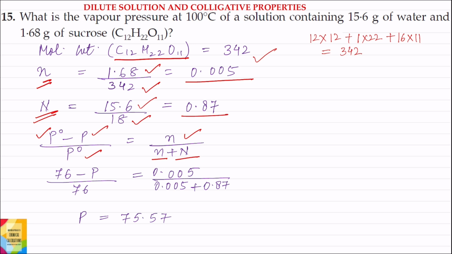Now at 100 degrees centigrade, the vapor pressure of water is same as the atmospheric pressure. Now atmospheric pressure is equal to 760 millimeters of mercury, and in centimeters it is 76 centimeter. Now putting the values and solving, 76 minus vapor pressure of solution divided by 76 is equal to moles of solute divided by total number of moles. Solving this equation, the vapor pressure of solution is equal to 75.57 centimeter.